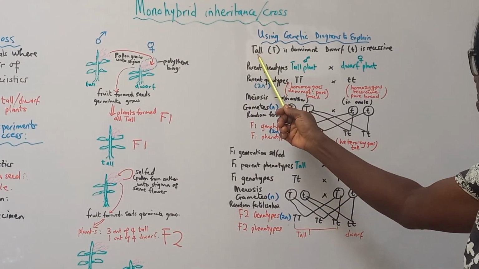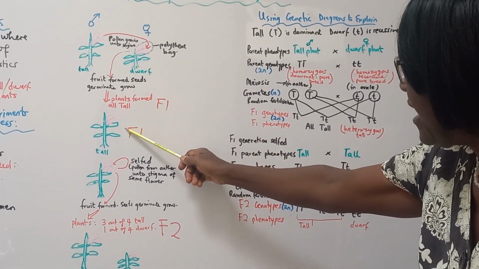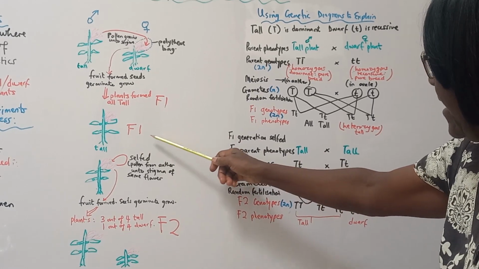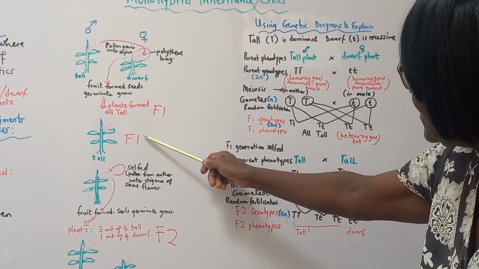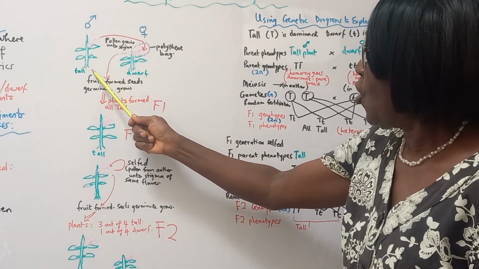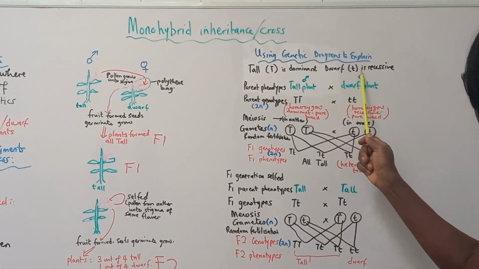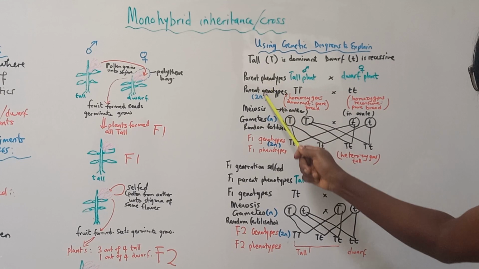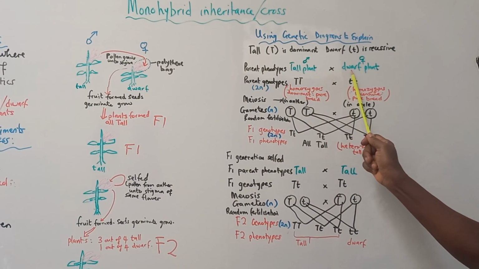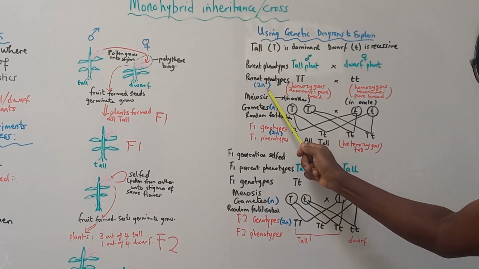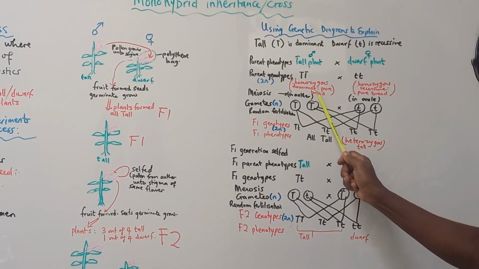In this process, you see we had tall plants and dwarf plants mated and produce all tall plants. It means that tall is dominant, and it also means that tall is pure breed, that is, homozygous dominant. So tall is dominant, dwarf is recessive. The genetic diagrams are these. You have parent phenotypes, tall plant crossing dwarf plant. Parent genotypes: capital T capital T, that's a homozygous dominant pure breed.